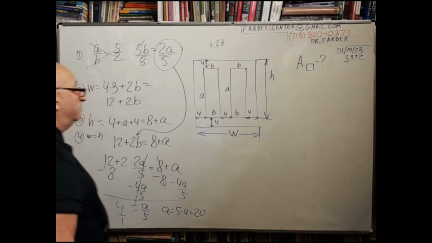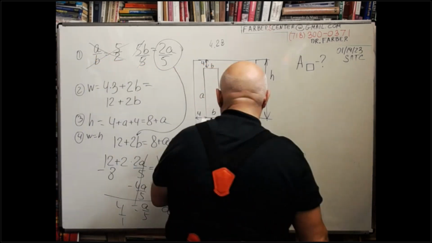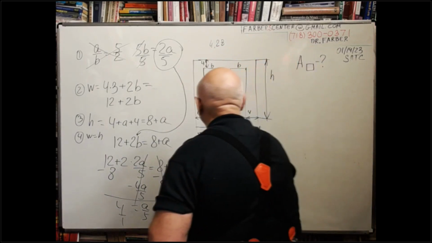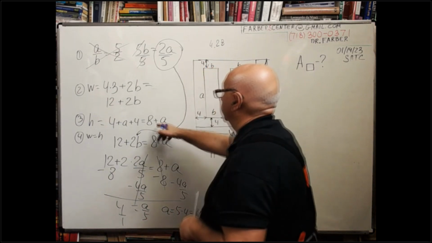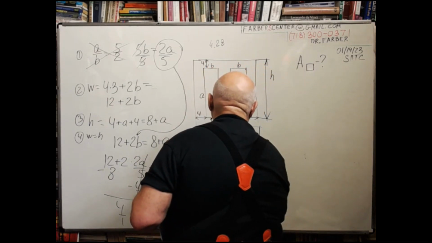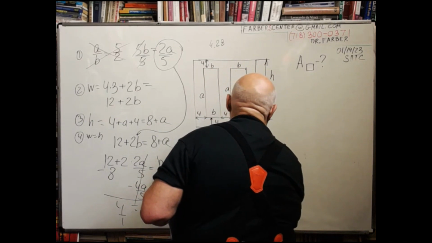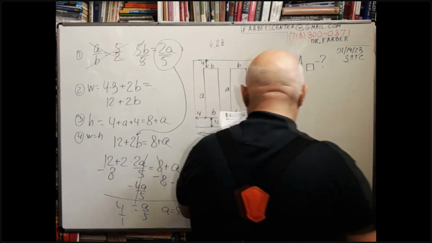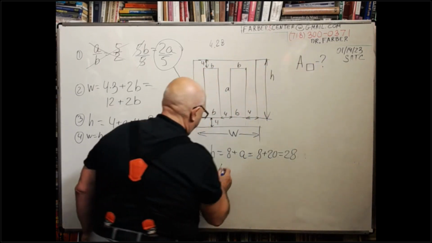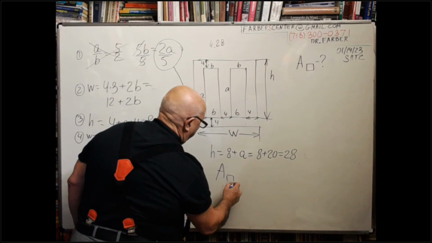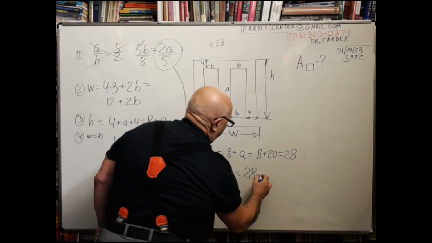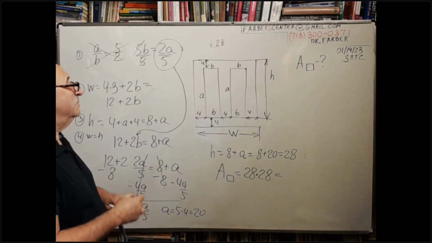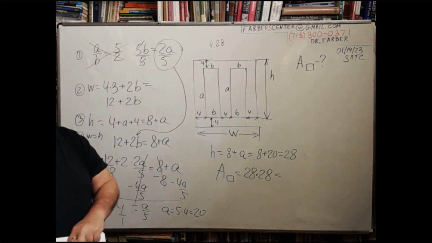Look at this. Since you know a equals 20, and height equals 8 plus 20, which is 28, and they ask you to find the area. Area of square equals 28 times 28. If you multiply, you get the answer. Simple, just routine. To understand this 100%.